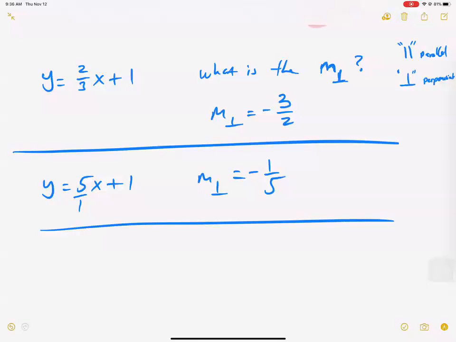Let's give us another one. Y is equal to negative 4 over 7x minus 2. The perpendicular slope would be, let's flip 4 over 7. That becomes 7 over 4. And what happens to that negative? It becomes a positive.